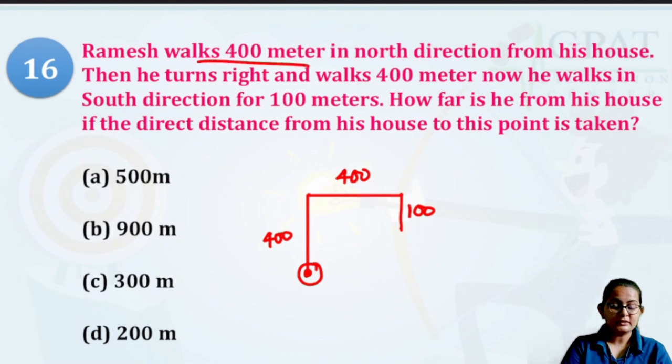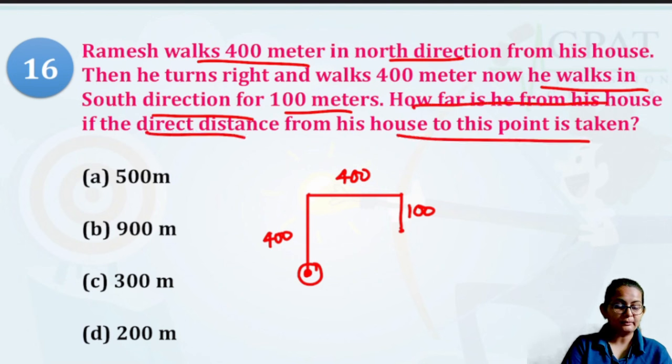You can see first he walks 400 meters in the north direction. We have taken this. Then he takes a right turn and walks for 400 meters. So right turn and 400 meters. Then he walks in the south direction for 100 meters. As I have told, this is the point where he reaches. How far is he from his house, if the direct distance from his house to the point where he has reached is taken? So we have to find this particular distance.